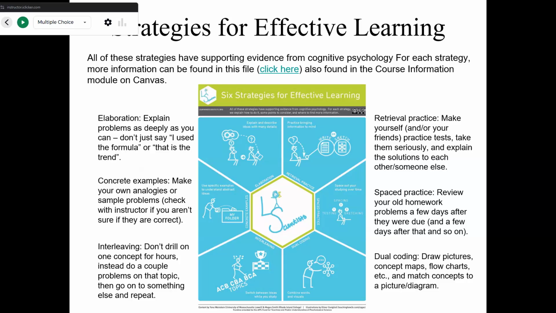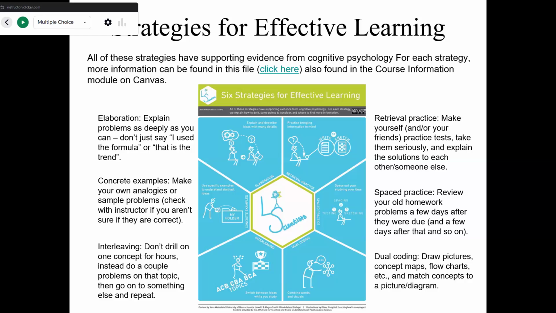So different strategies are elaborating, really going into detail of what you mean when you answer a problem. Retrieval practice, which is basically testing yourself. Spaced practice, which is testing yourself not just the night before the exam, but the night after you learn the material, 2 nights later, 3 nights later.